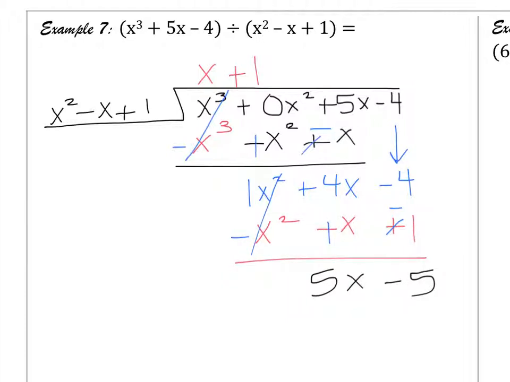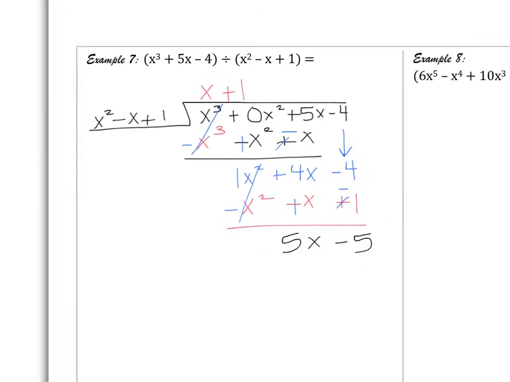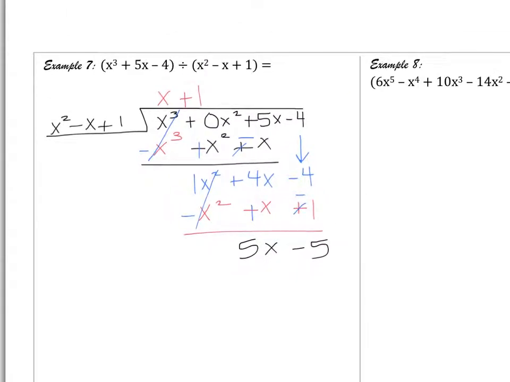Now to decide if we need to continue dividing or not, we have to compare the powers. If the power over here is less than the divisor's, then I'm done multiplying or dividing. This is a power 2, the degree is 2, here the degree is 1, so I'm done dividing. So all of this is going to be my remainder then. So my final answer, when I divide, is going to be x plus 1, which is the quotient, plus the remainder over the divisor, which in this case is x squared minus x plus 1.